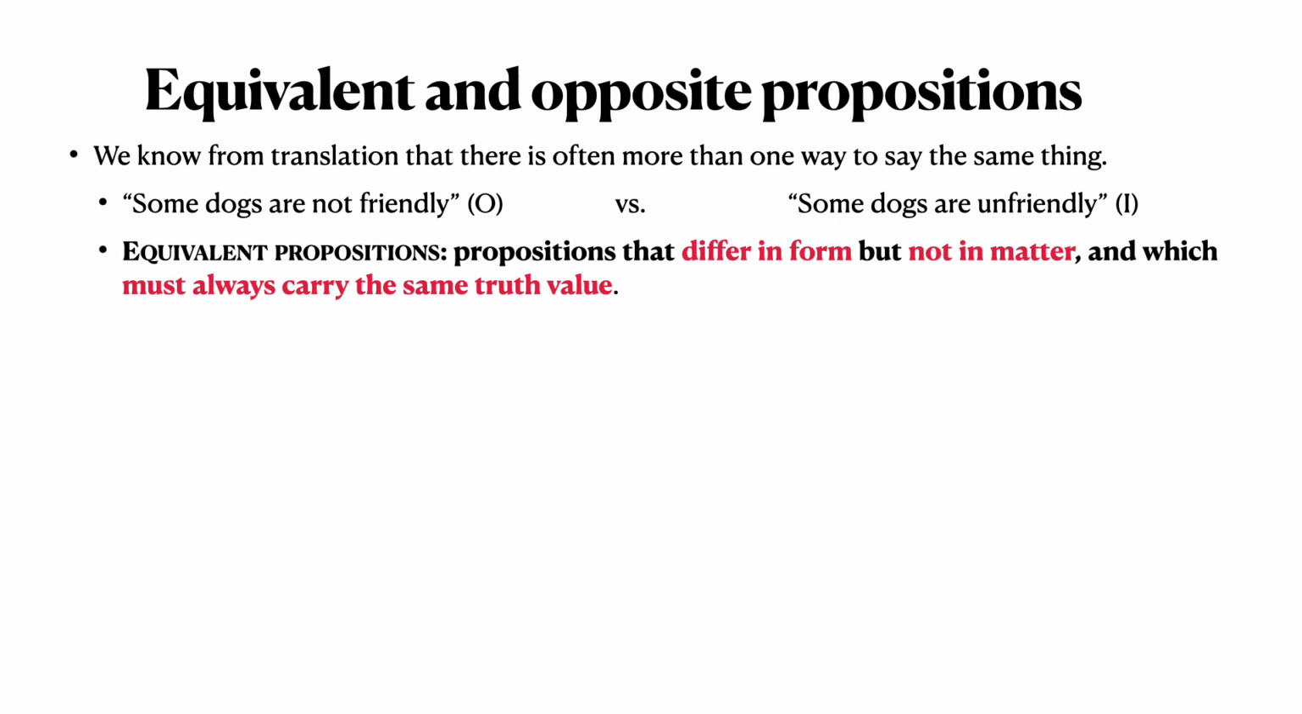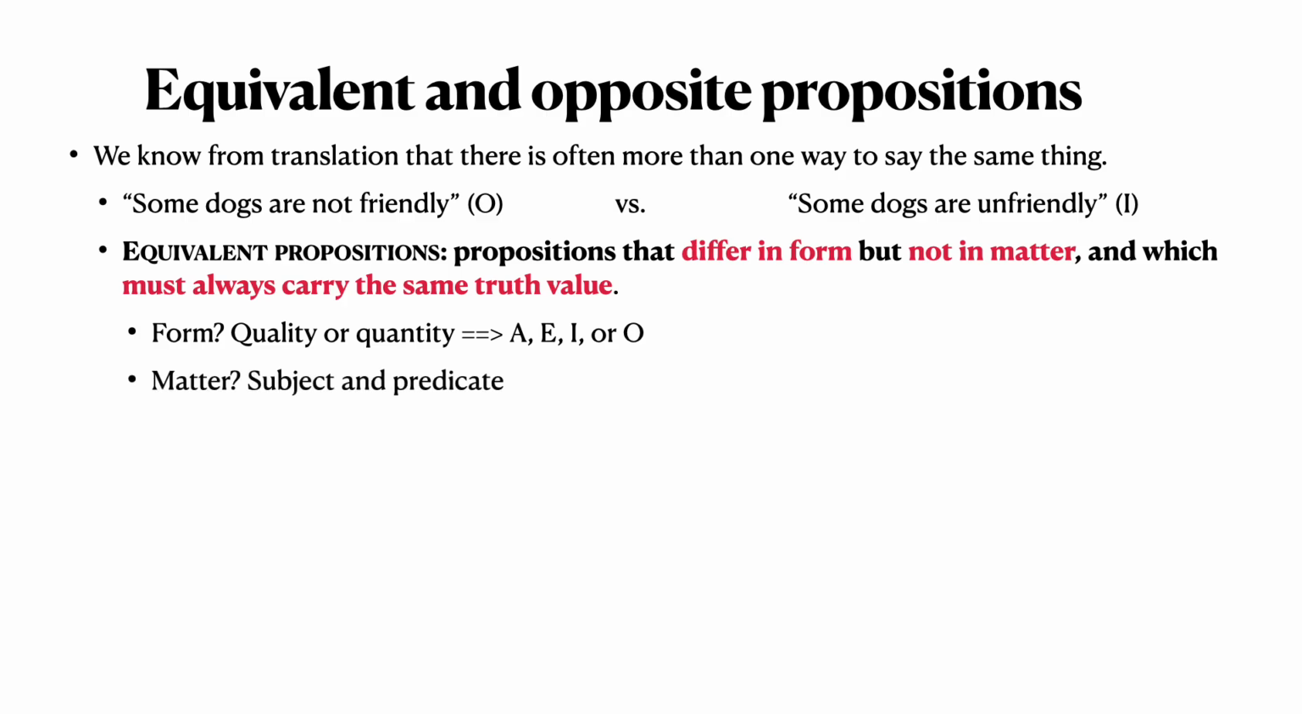Equivalent propositions are propositions that differ in form but not in matter, and which must always carry the same truth value. So what do we mean by these things in red? Well, form refers to the quality or quantity of the proposition. That's what gives us the A, E, I, or O. But the matter is simply what the subject and the predicate are. And so with equivalent propositions, they differ in form but not in matter. They're always going to have the same subject and predicate, though they may be reversed, as we'll see in a little bit in section 6.3.